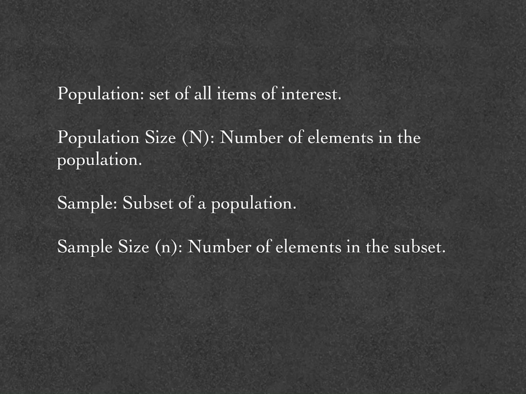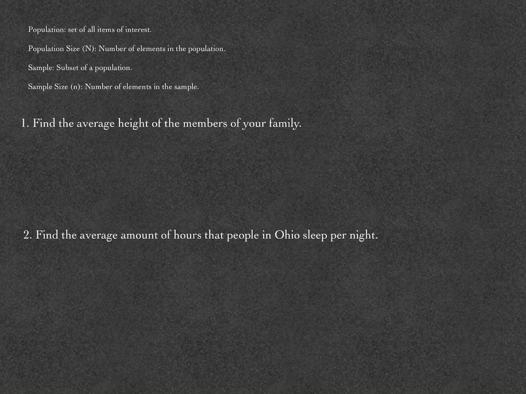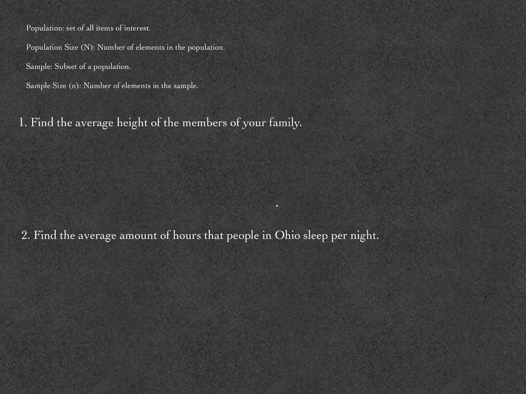In statistical analysis, population is the set of all items of interest. That is, the population is the entire group that we are looking at in a study. For example, let's say that we are interested in the average height of the members of your family. In this case, the group that we are interested in is your family, so the population consists of every member of your family.